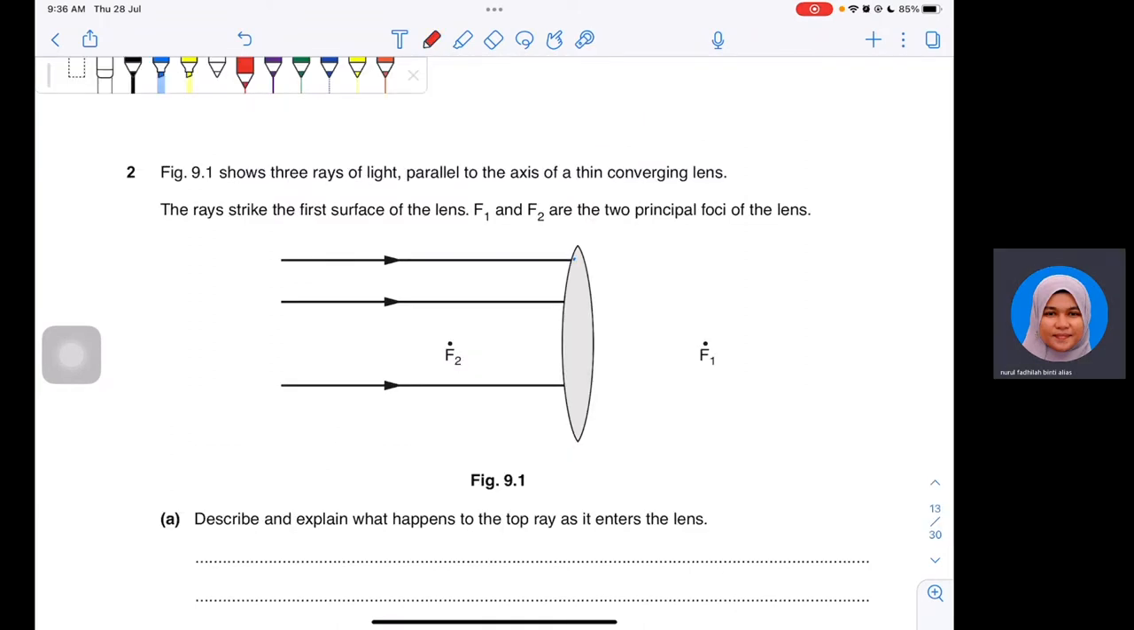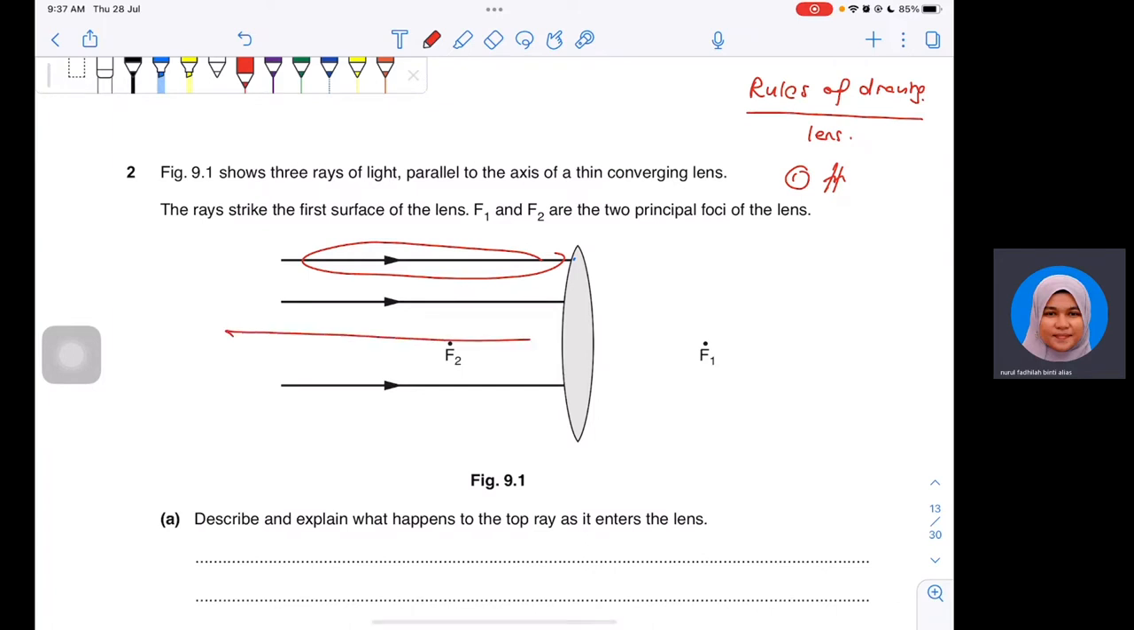Sorry, drawing ray light, we have rules of drawing ray light, but for lens, first we have a parallel line. We don't have to mention the parallel line because the line we are talking about is already parallel to the axis. Which axis? The axis in the middle. Okay, next. Number 2, when it's parallel, it will go to the focal point.